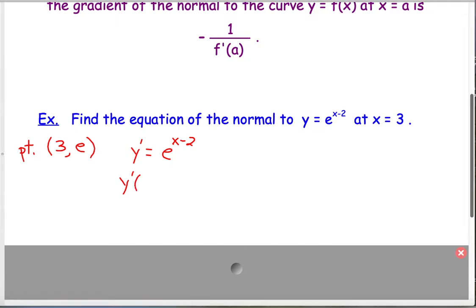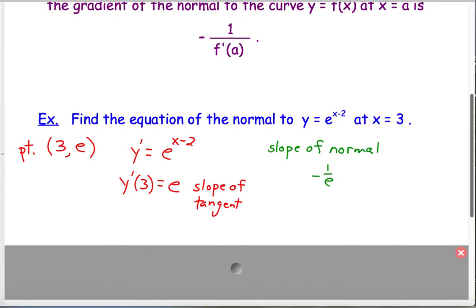And so now let's evaluate that derivative to get the slope of the tangent line. Evaluating that at 3, that's going to be e to the first power, or just e. So that's the slope of the tangent. So therefore, the slope of the normal is going to be the opposite reciprocal of that. So it's going to be negative 1 over e.